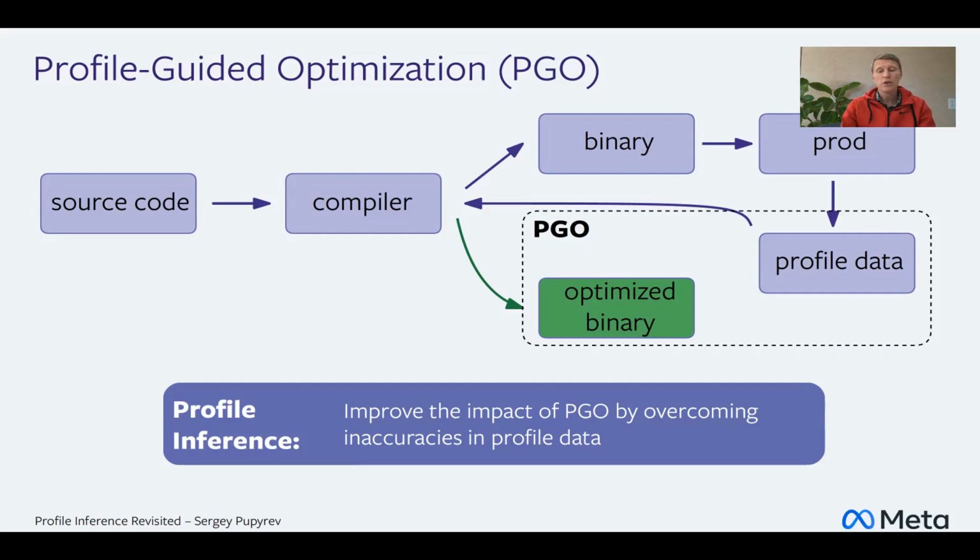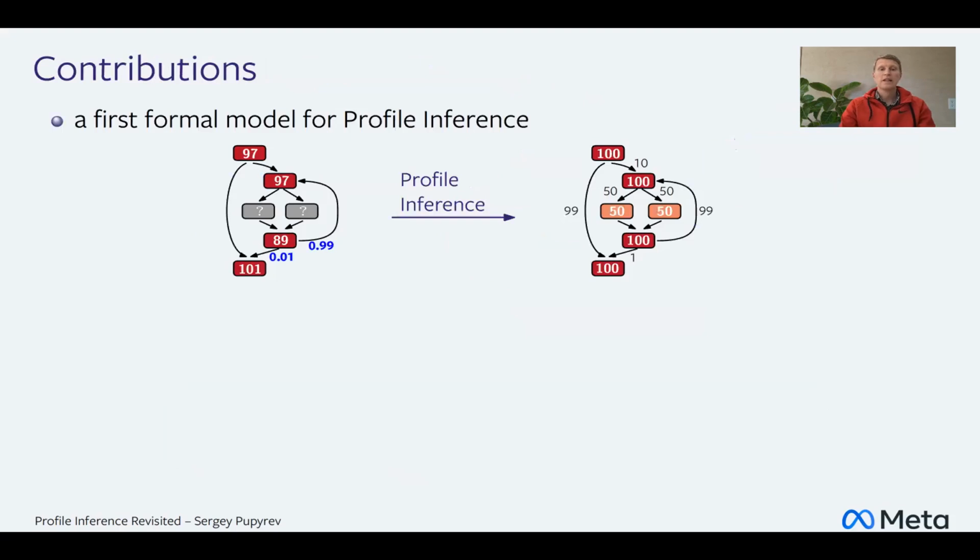Therefore, an important problem in the area is so-called profile inference or profile correlation, where the goal is to improve and correct inaccuracies in collected profile datasets. Let me now summarize our main contributions. First, we identify and formalize the underlying problem of profile inference.